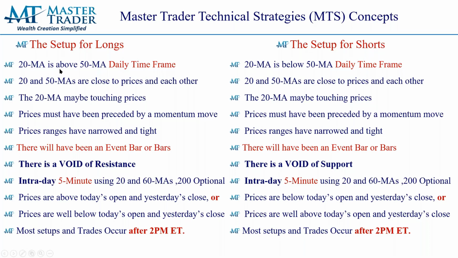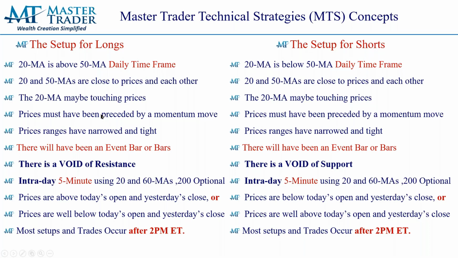The 20 MA is above the 50 on the daily time frame, so it's in an uptrend on the daily and weekly time frame, because the 50 is the same as the 10 on the weekly. So if the 50 is going up and the 20 is going up or down, those two time frames are aligned in the same direction. I want to see the moving averages close to each other and prices close to the 20 MA, maybe touching.